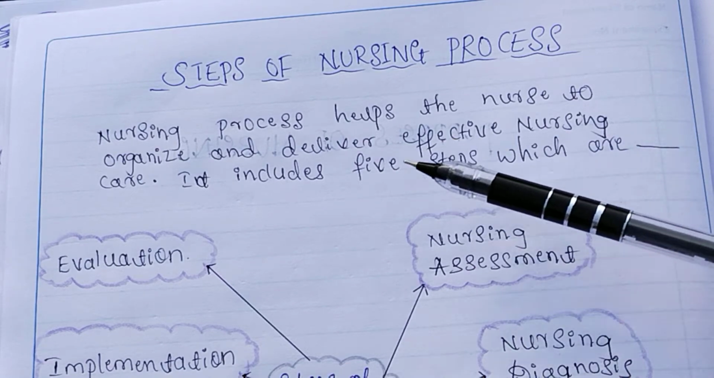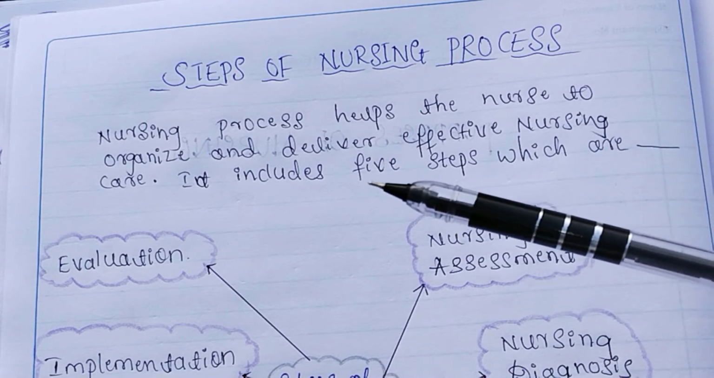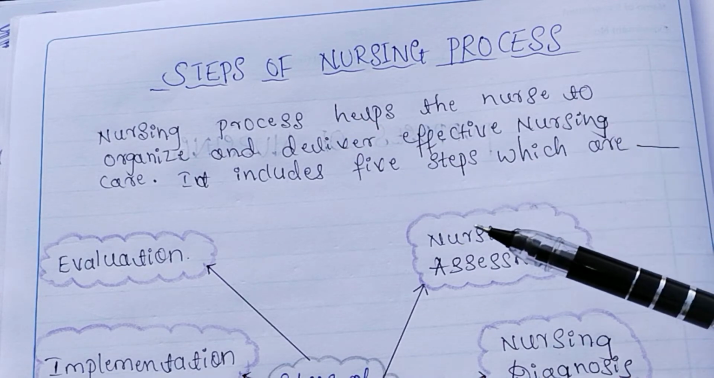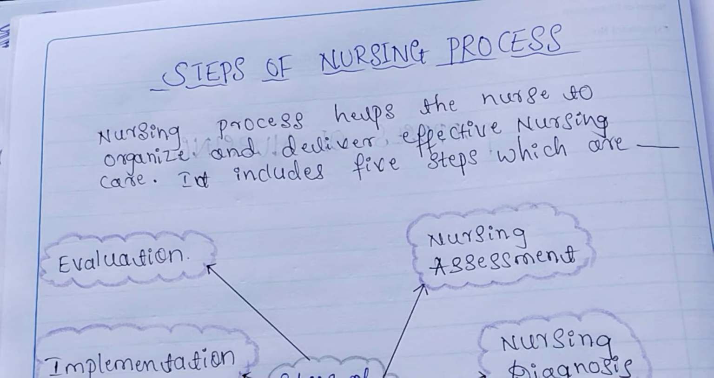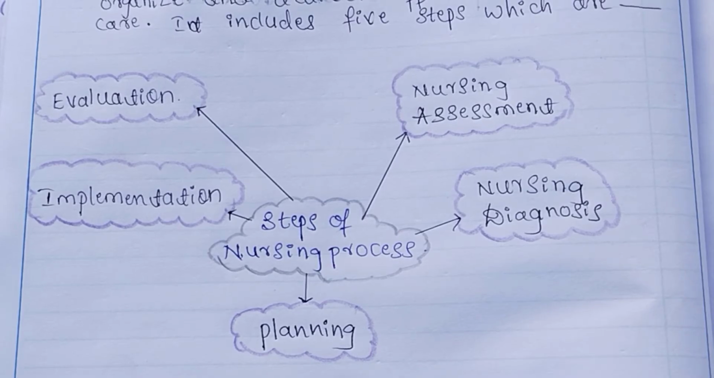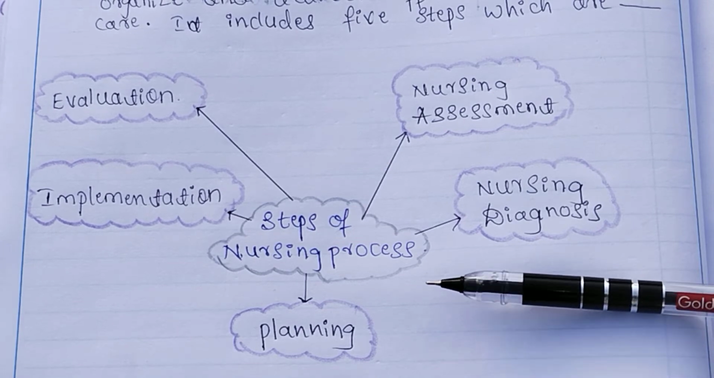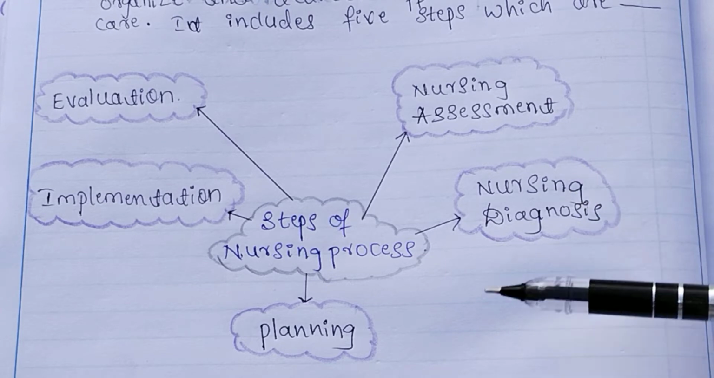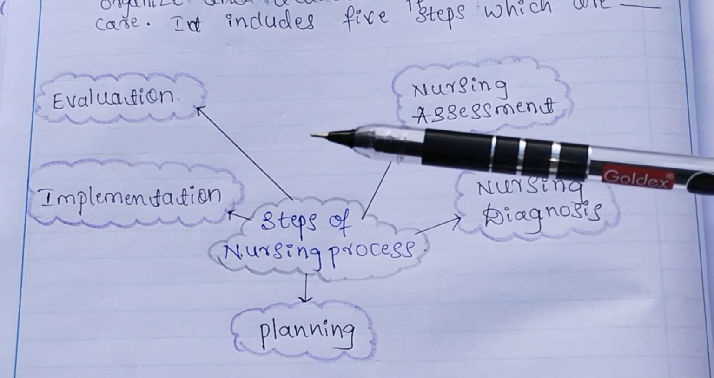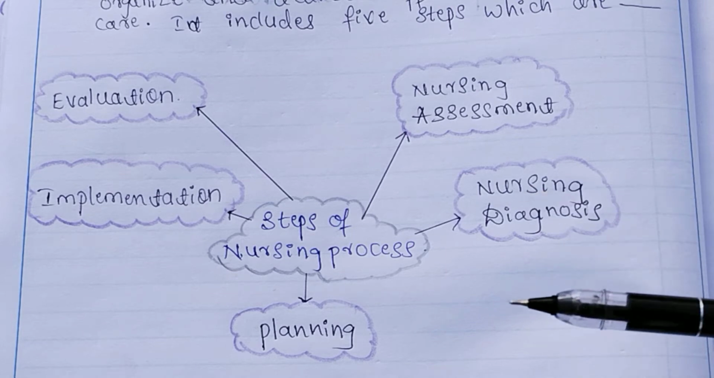There are mainly 5 steps of the nursing process, which are given below. First is nursing assessment, then nursing diagnosis, planning, implementation and evaluation. These are the 5 steps of the nursing process.